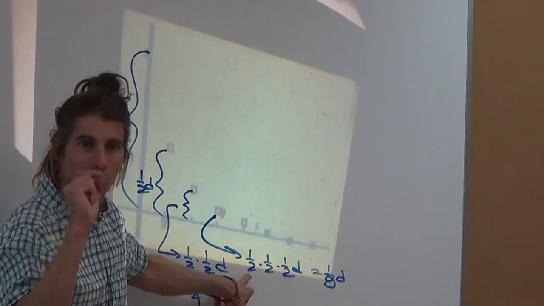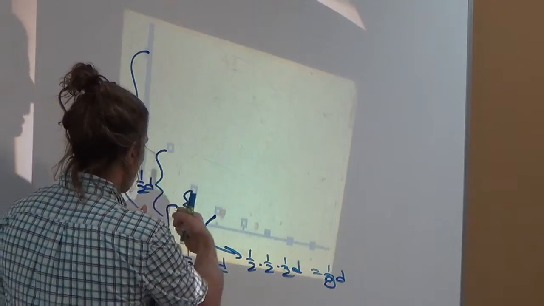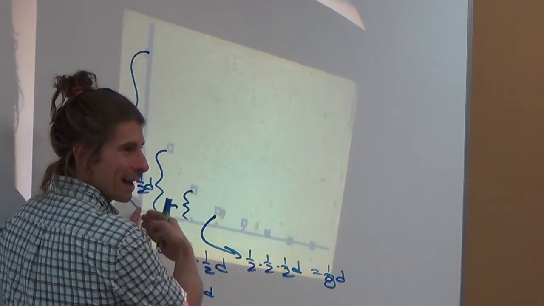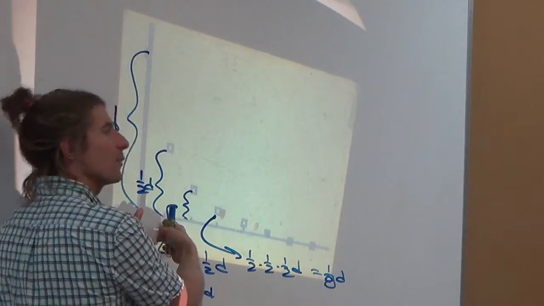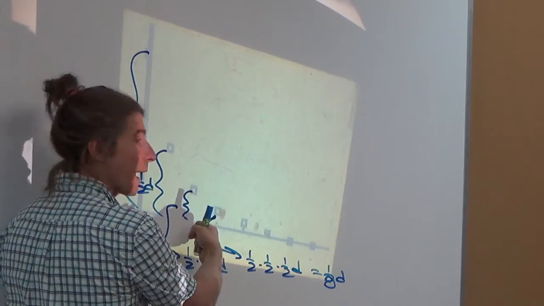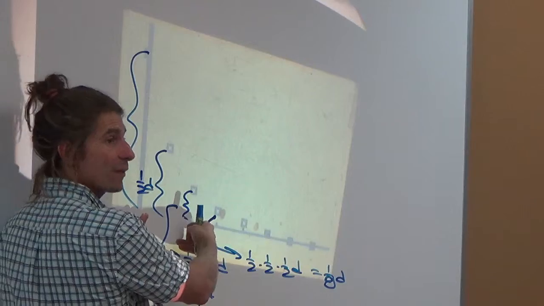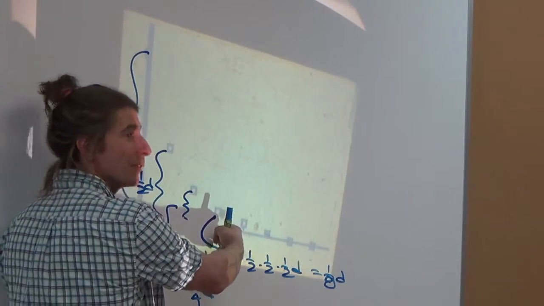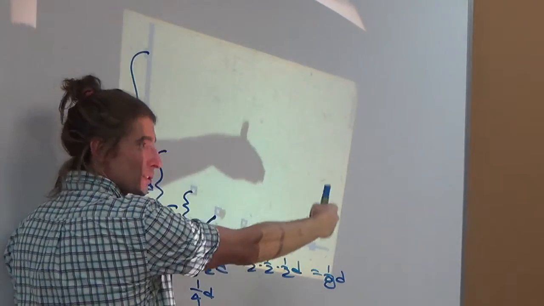And notice that the power matches perfectly with how many trials we're on. After one trial, we've taken half of what was before us. After 2 trials, we've taken half twice, half of a half. After 3 trials, half of a half of a half. And so forth and so on.